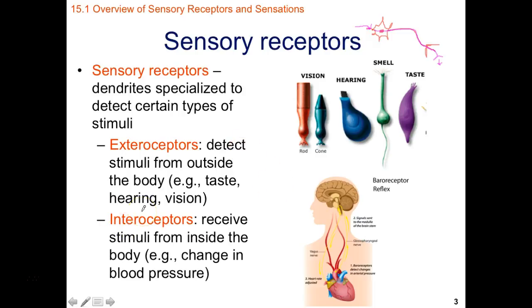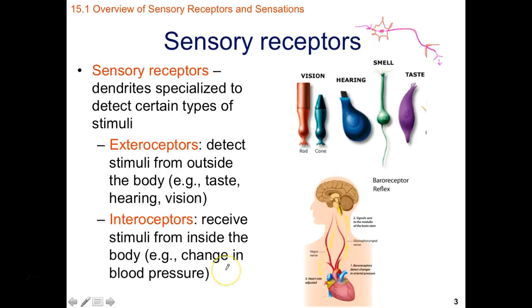interoceptors, they're going to receive stimuli from the inside of the body. So a change in our blood pressure. So for example, we have something called baroreceptors in our aortic arch and carotid sinus here that'll send information to our brain telling us, oh, your blood pressure is lowered, okay? And it'll do the proper changes in function to bring that blood pressure up.